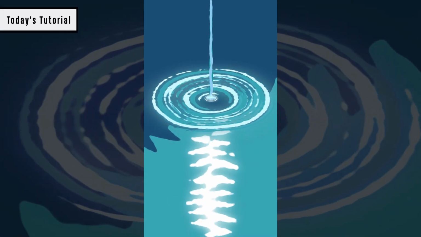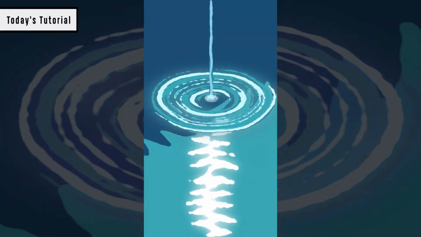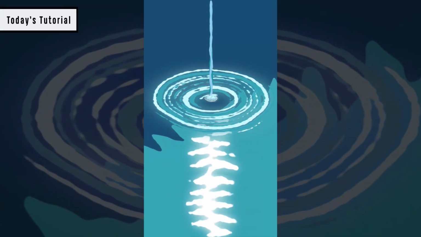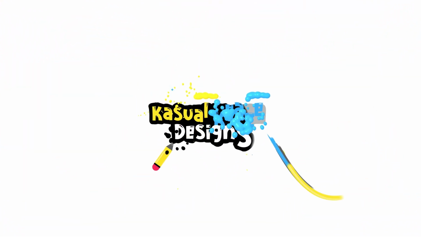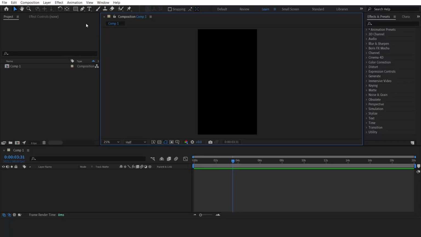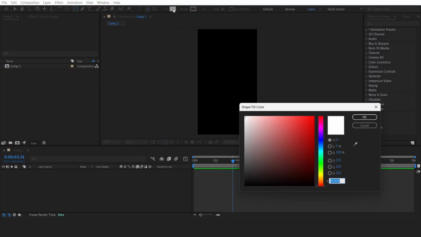Today we are going to make this satisfying ripple scene. Let's begin. First, for the water base, let's add a simple shape layer with the required color.